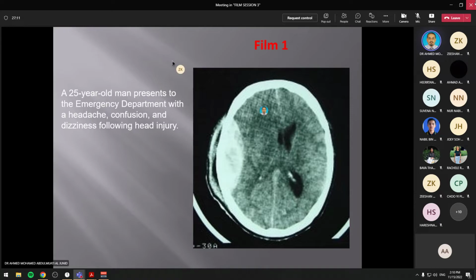Number four, you check the cortical sulci. Cortical sulci, it will be in all slices. How to check?